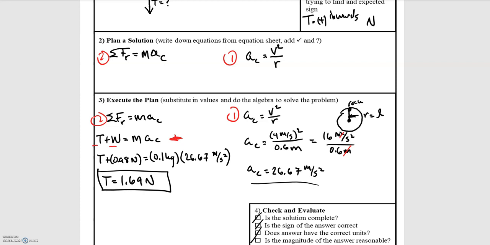And then the magnitude, is it reasonable? This is a hard one. The force is not that large. It's not a large magnitude, but you can imagine that this scenario is pretty similar to swinging a whistle, like for a sports person or a lifeguard. It's not a large mass. So this does seem like a reasonable answer.